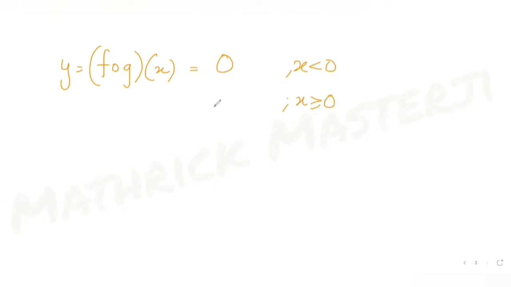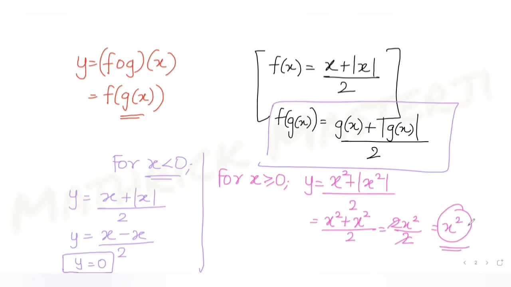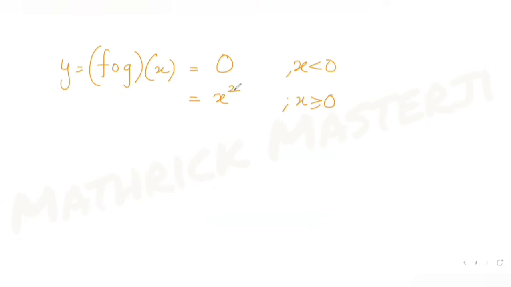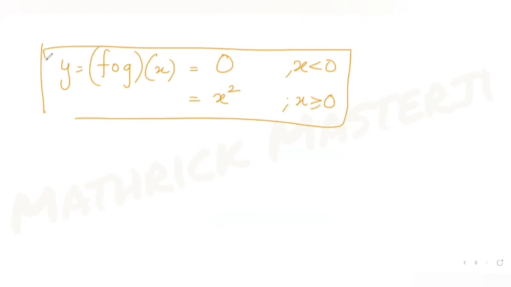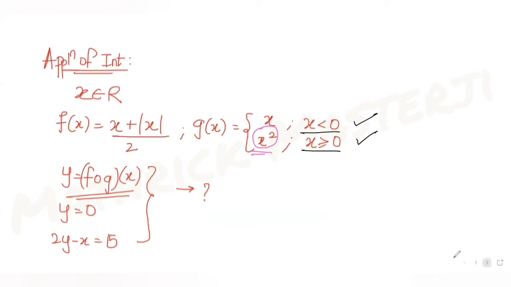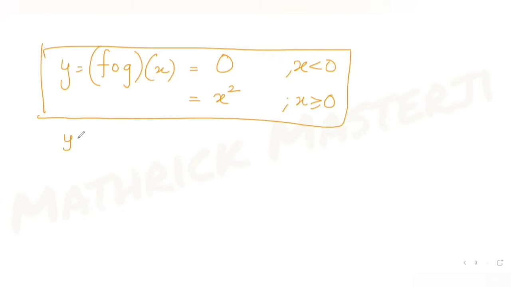So we have our function: when x is less than 0, the function's value is 0, and when x is greater than or equal to 0, the function's value is x squared. The other curves given to us are the line y equals 0 and 2y minus x equals 15. Once I have the y equals 0 line, let's try to plot this region first.